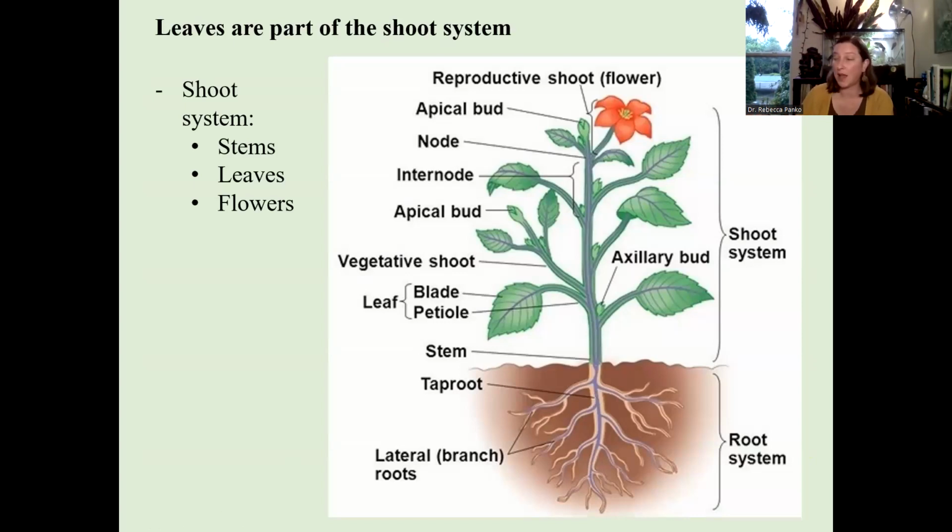So we saw this slide last time. This is the representative cartoon plant with a shoot system and root system. And so leaves are part of that shoot system, right? The shoot system consists of stems, leaves, and flowers. So leaves are part of that.